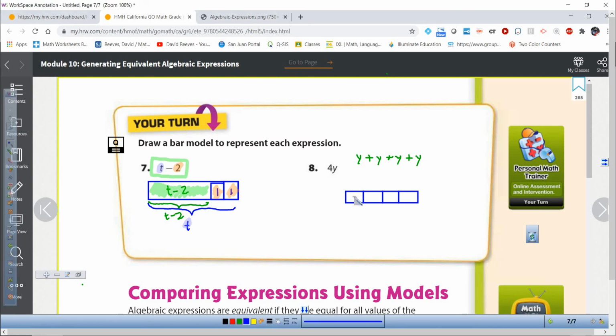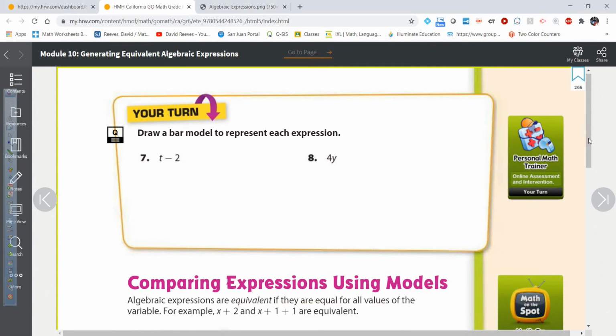Here we go. So this would be y, this would be y, this would be y, this would be y, and this whole thing would represent 4y. Does that make sense? I hope that makes sense for you. Okay, 4y, there we go.